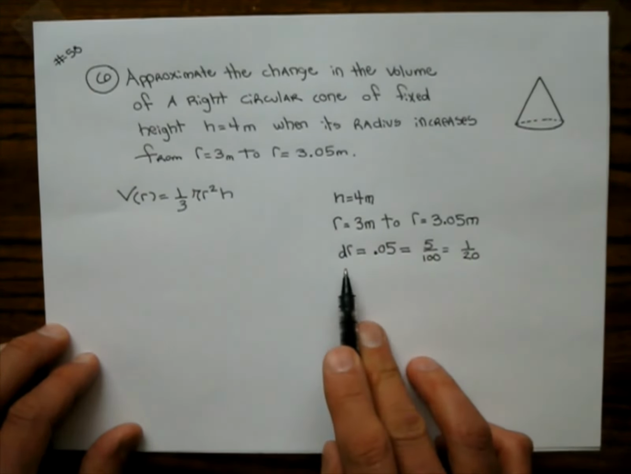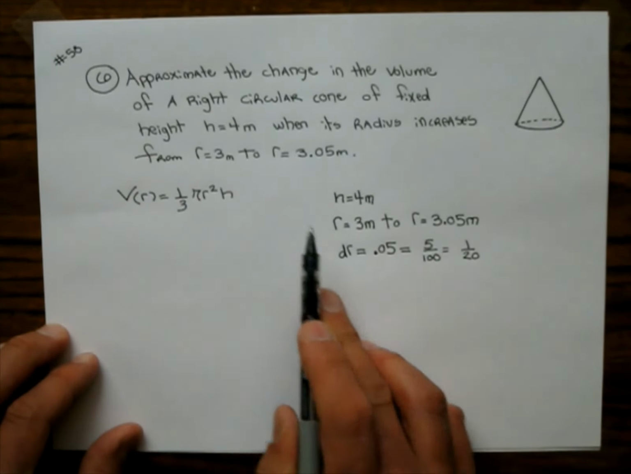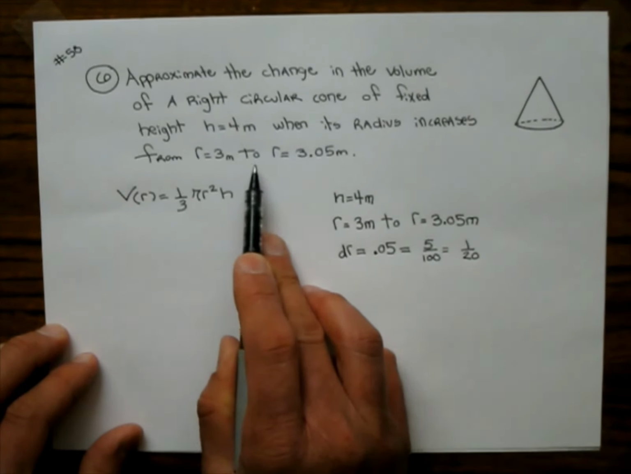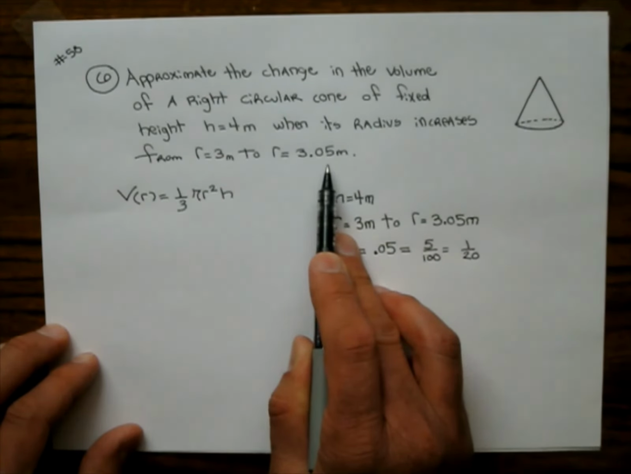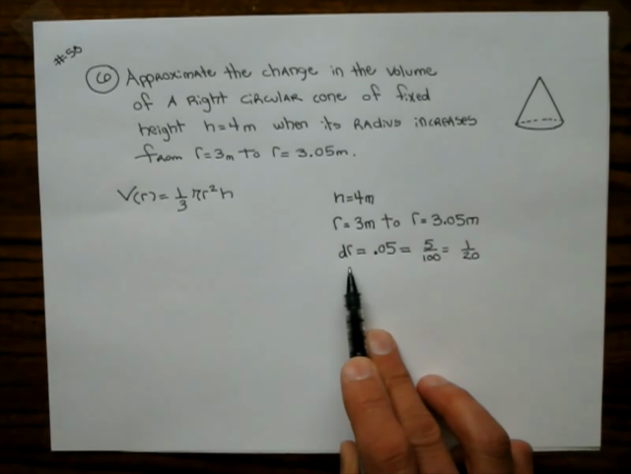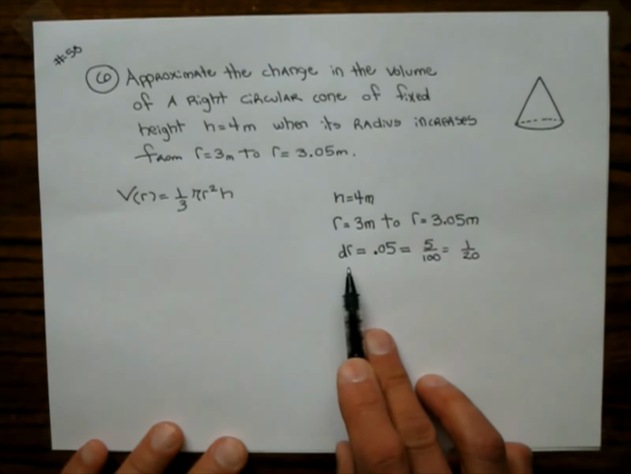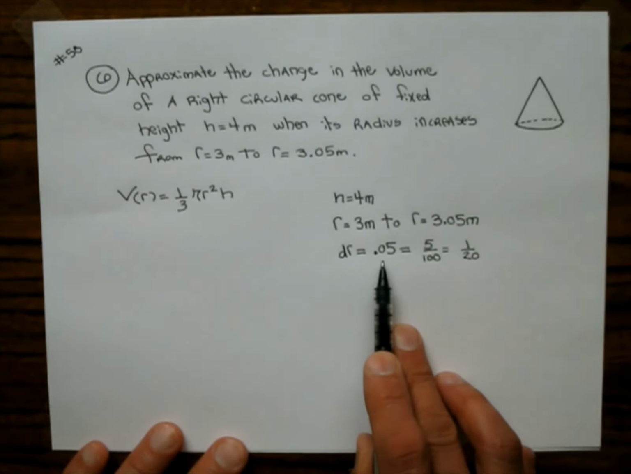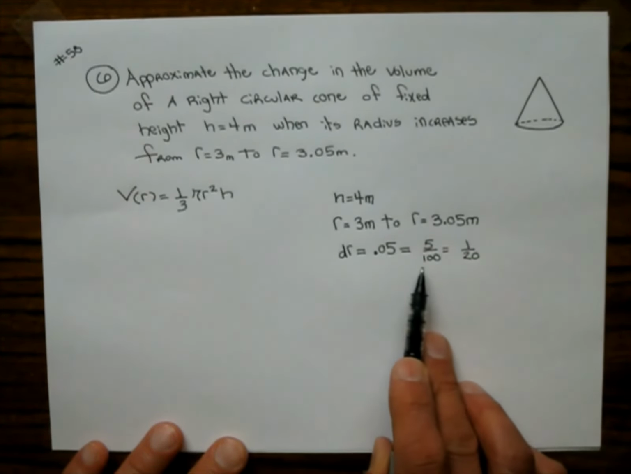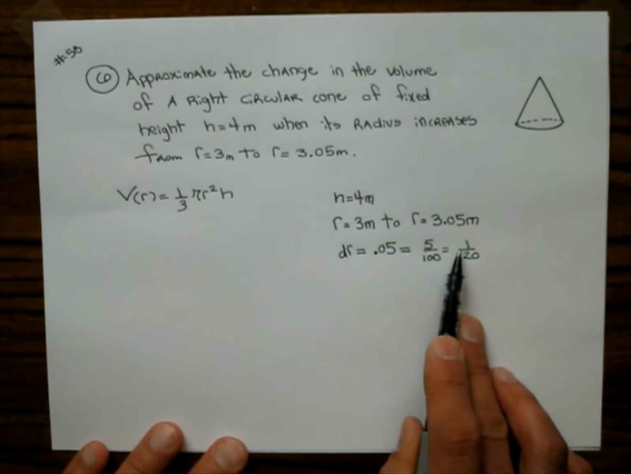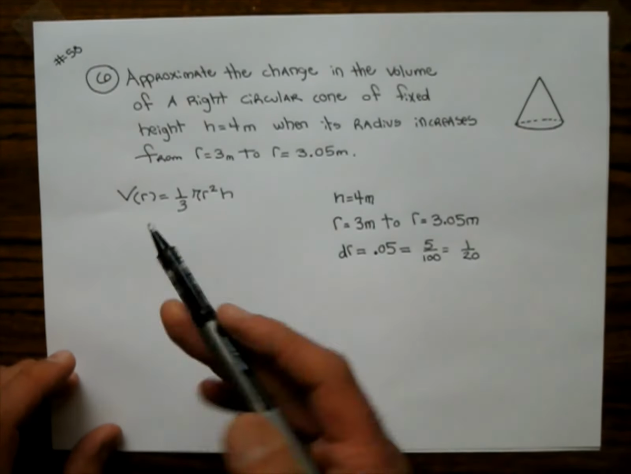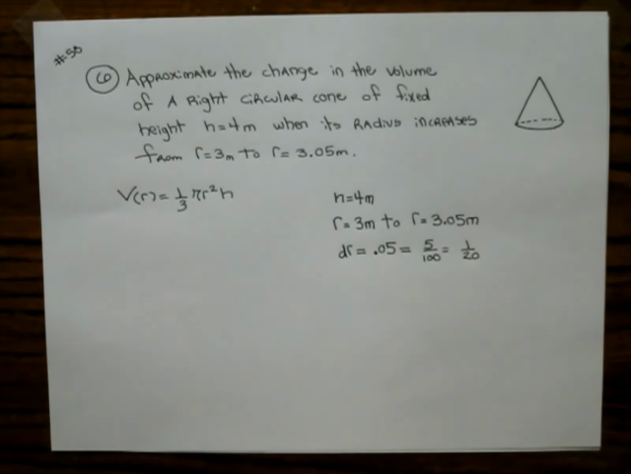Now, in your homework, be careful, because on some of these problems, they might say it changes from 3 meters to 2.99, in which case dr, and we never said this until now, but dr is the change of height. Sometimes it could be negative. So be prepared for your homework. If it's negative, it's not going to be a big deal. You put a negative there, and then you'll plug it into the formula.